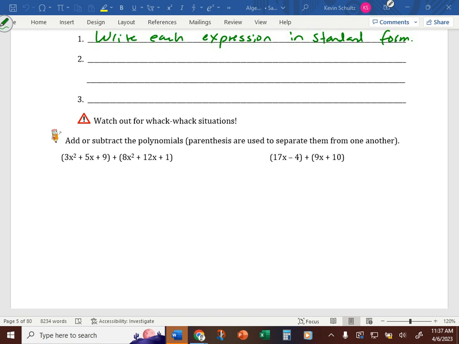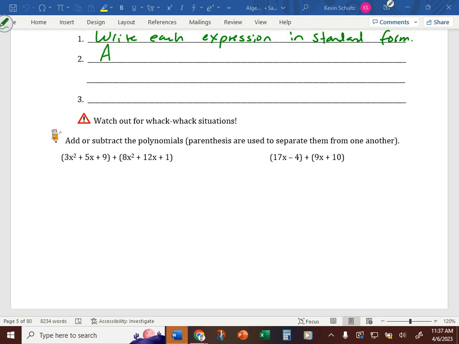Write each expression in standard form. And if you recall, standard form means that the exponents are written in greatest to least order. Okay? So looking at our first example here, 3x squared plus 5x plus 9, is that written in standard form for you? Yes, right? Our powers go 2, then this invisible power of 1, and then your constants last. The second one, 8x squared plus 12x plus 1, is it written in standard form? Yes. The powers go 2, and then 1, and then your constant, right? So sometimes you don't have to worry about it, but make sure they are written in standard form, okay?